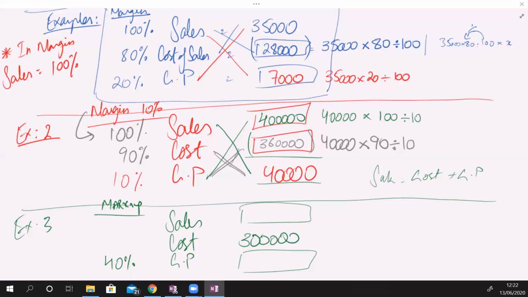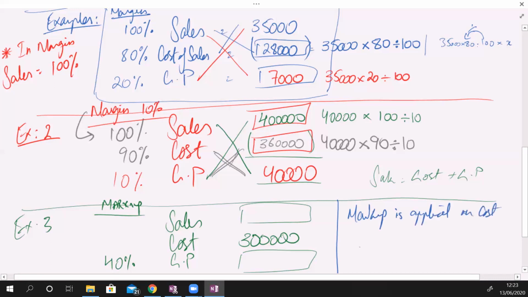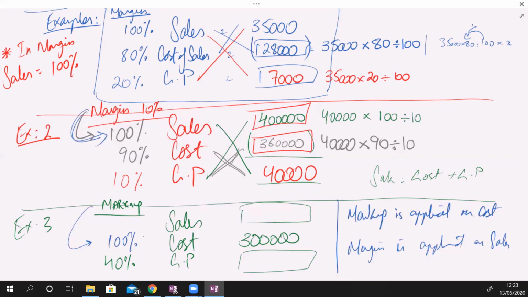Look, to put it in simple words, markup is applied on cost, margin is applied on sales. Margin is on sales, which is why sales is 100%. Markup is on cost, which is why cost would be 100%. So to put markup and margin in simple words, always use this: markup is applied on cost, whereas margin is applied on sales revenue. It's a very simple thing.